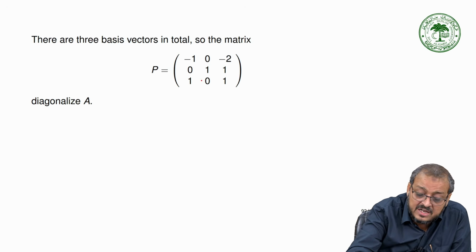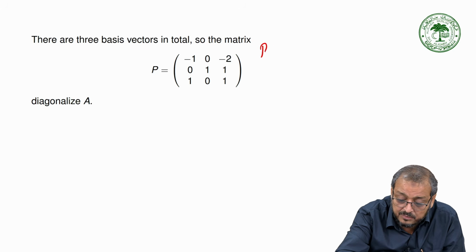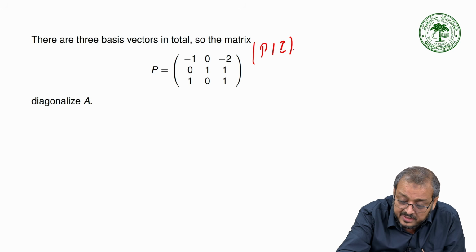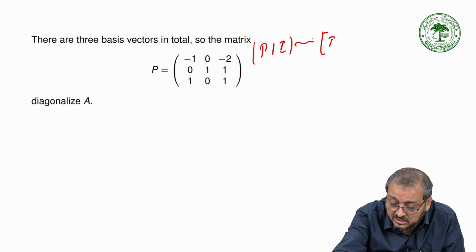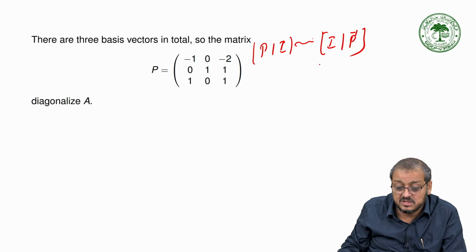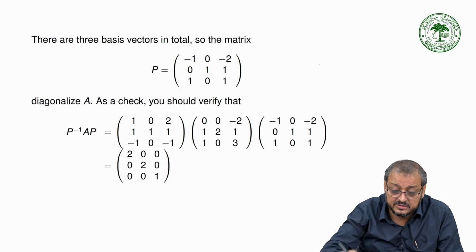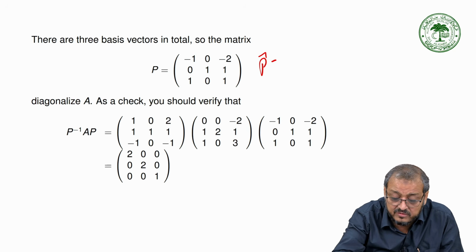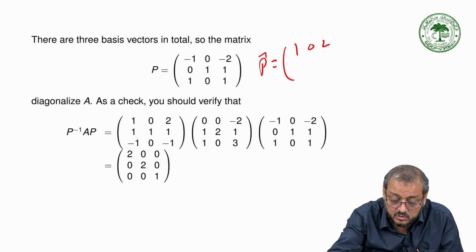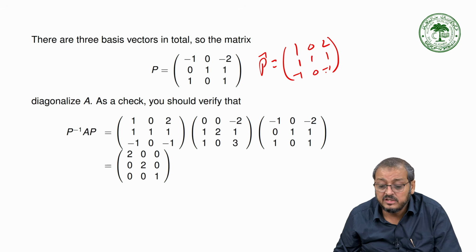For diagonalizing, we have to find the inverse of this. Now for the inverse, we can write P next to the identity matrix and apply elementary row operations, converting it to P inverse. So P inverse of this is 1 0 2, 1 1 1, and then minus 1 0 minus 1. We have to calculate in this way.